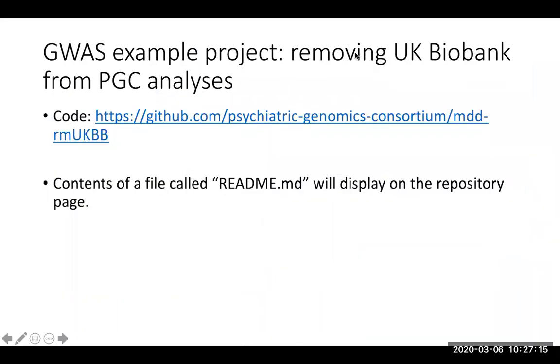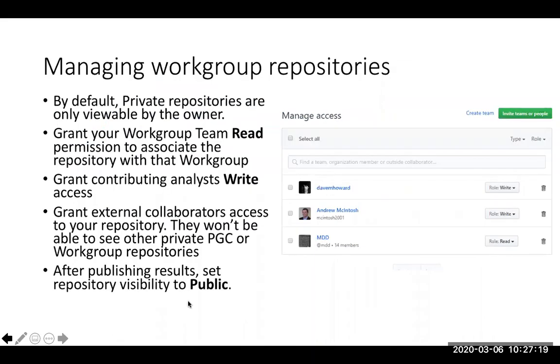So when you are, oops, let me go back a slide. Okay, so when you're managing the workgroup repositories, by default, private repositories are only viewable by the owner. You need to invite people to collaborate. So those can either be, for example, giving your workgroup team read permission, and that associates your repository with that team, and then all team members can view it.